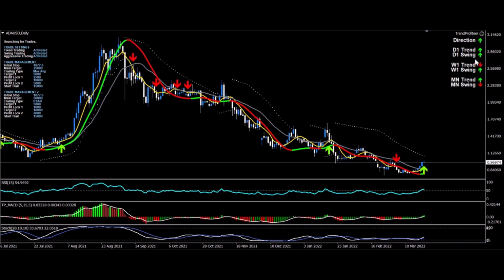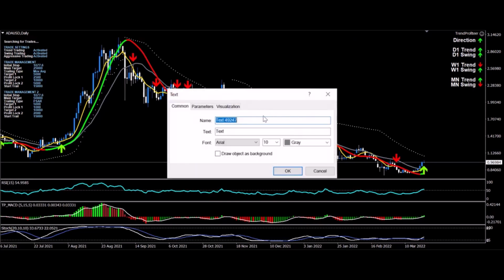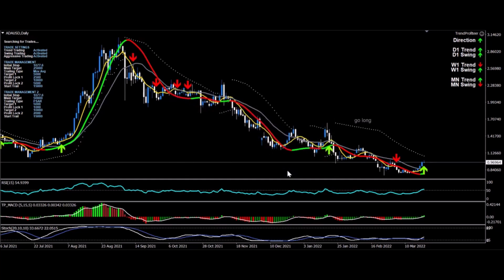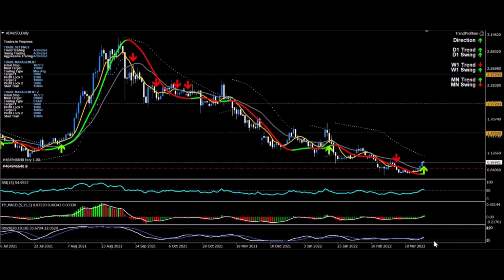And the higher time frames are saying that it's an overall buy or long position. We've got both trend and swing on the daily up, and weekly and monthly it's 2-2. So overall 4 out of 6. Now here's what I'm going to do. I'm using the text button to go long. Now this is a way that we've programmed so we can take a manual trade and then have it automatically managed from this point.